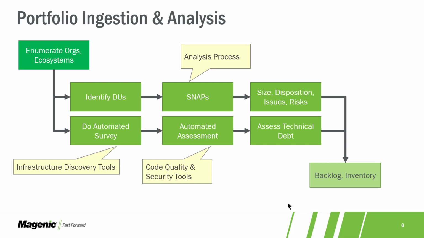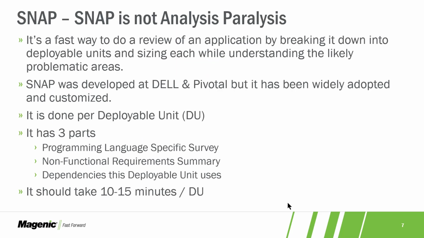We'll also do an assessment using code quality and security tools. From that, we'll end up with a dependency map, but we'll also end up with a list of technical debt, which will go into the backlog. SNAP is a methodology developed by Dell and Pivotal.